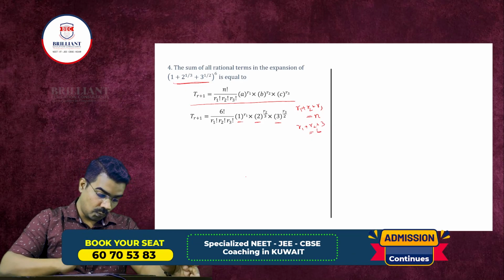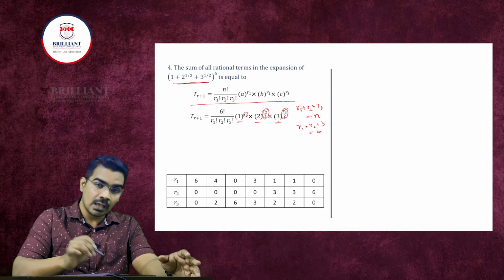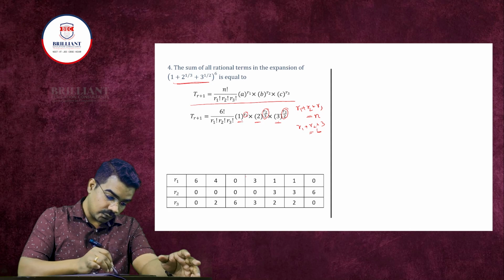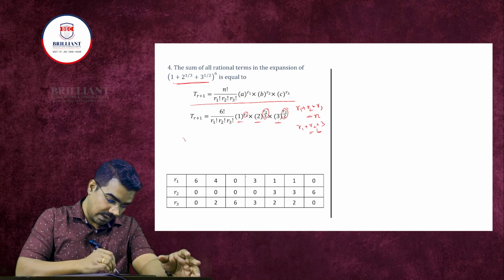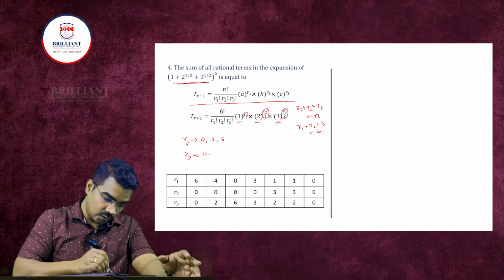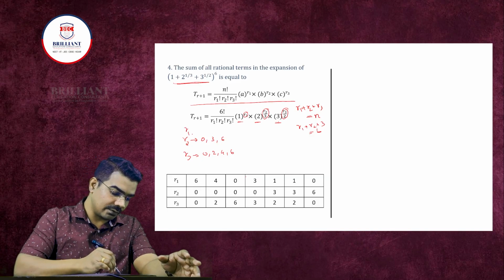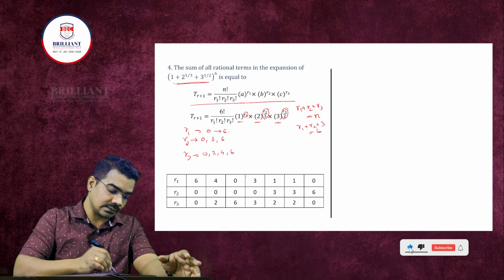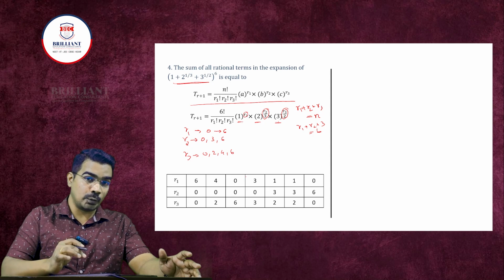Okay, so when you check the powers of these 1, 2 and 3, when these rational terms will come, for 1 any value can come between 0 to 6. For 2 raised to r2 by 3, the possible values of r2 will be 0, 3, 6. For r3 it will be 0, 2, 4 and 6. Okay, so these are the possibilities. For r1 it can be anything from 0 to 6. So taking each possibility, the sum should be 6.